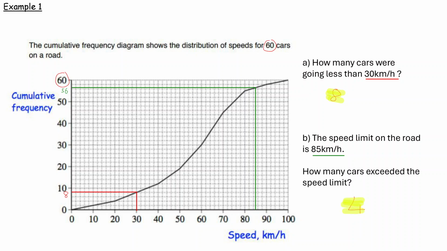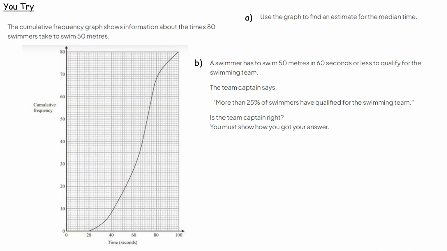Okay, good. And then here I've got an exam question, so you can pause the video, give this one a go yourself, and then I will go through it now. Or you can watch me go through it. It's a good question. What is the question saying? The cumulative frequency graph shows information about the times of 80 swimmers to swim 50 meters. So let's check that. We've got 80 swimmers here, which is good. We can see a total of 80 swimmers.